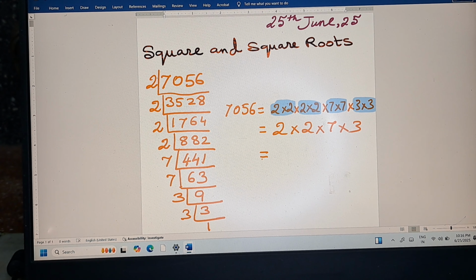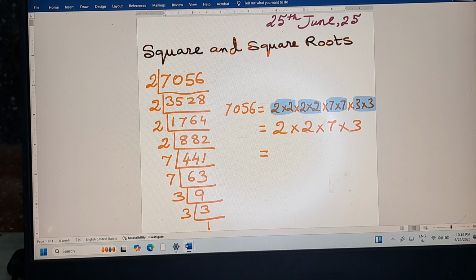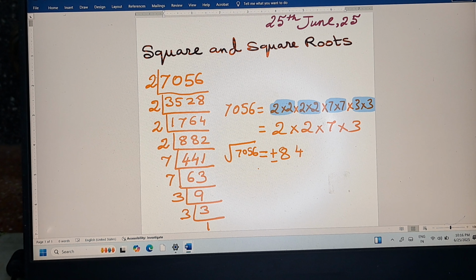So if you multiply, students, what will be the answer? 7 3s are 21. 21 into 2, 42. 42 into 2, the answer will be 84. So what is the square root of 7056? The answer is 84 by using the prime factorization method.